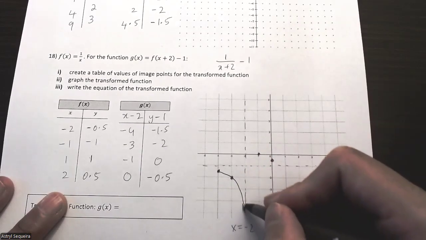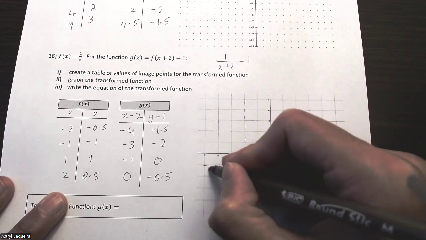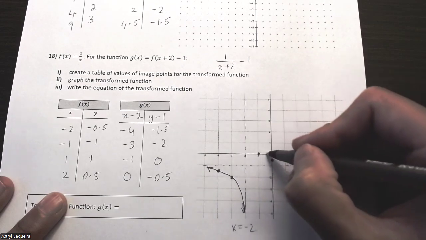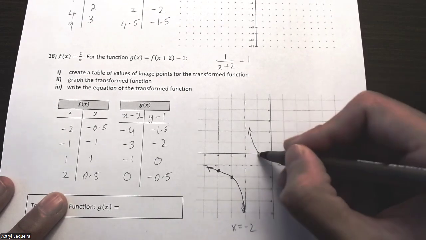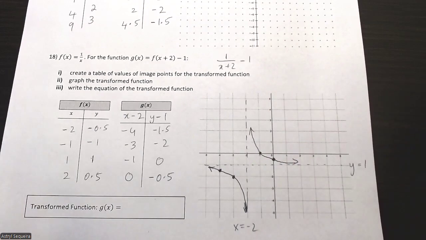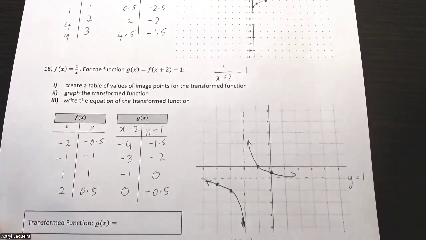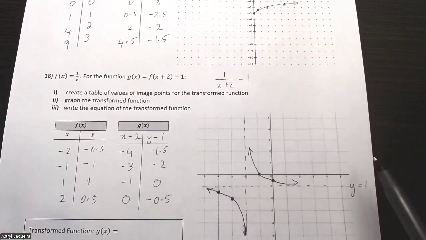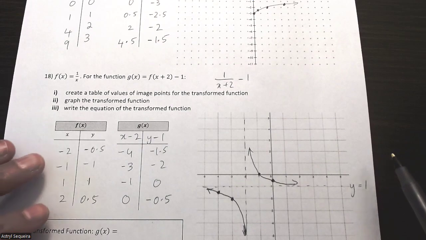It's just going to look like that. And on this side over here, it's just going to look like that. And that's the transformed function g of x right there.